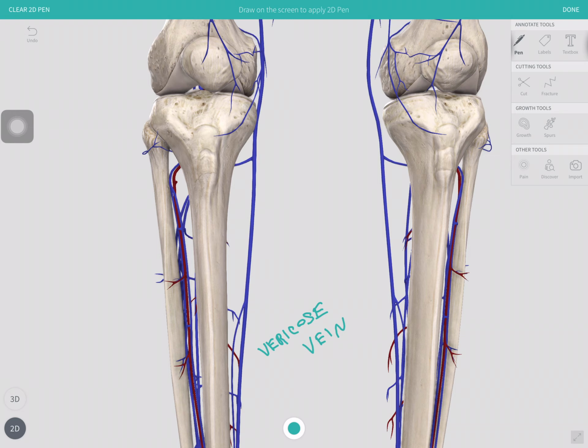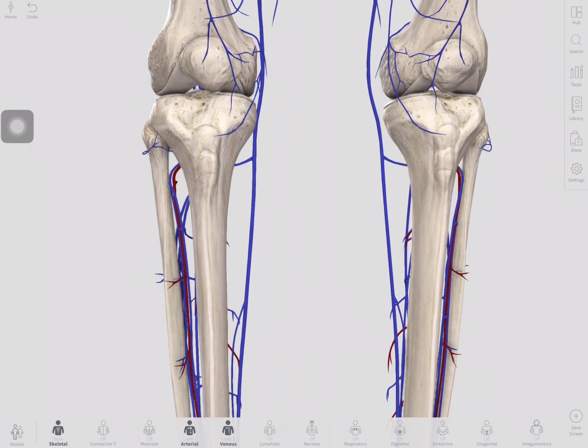Okay, so these are all the points you have to know about the veins.